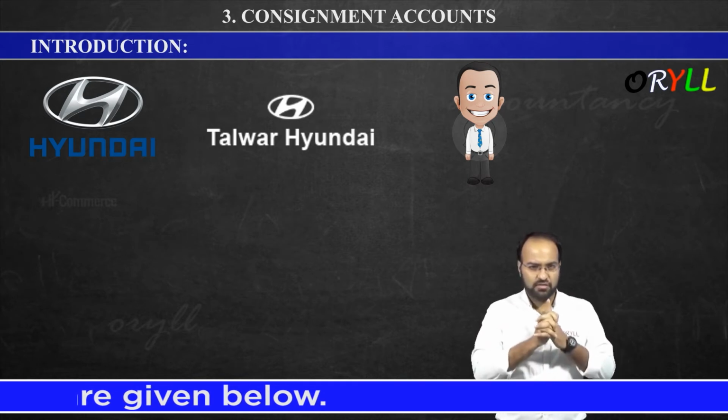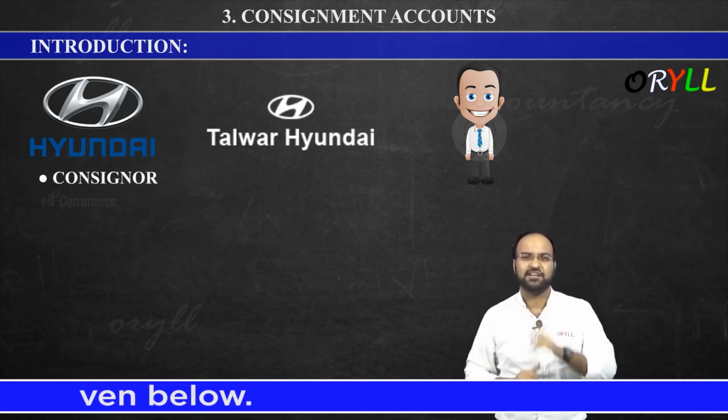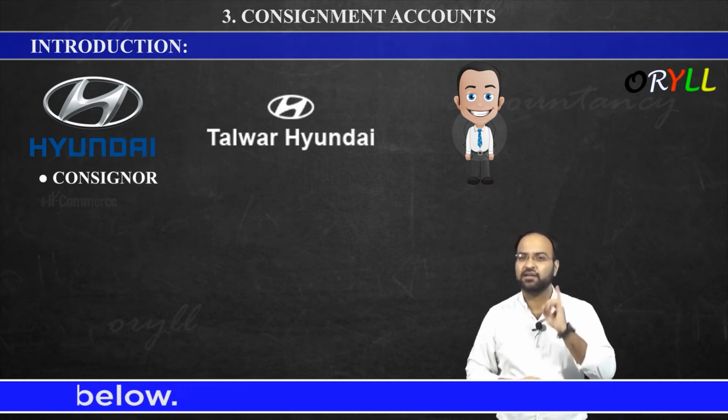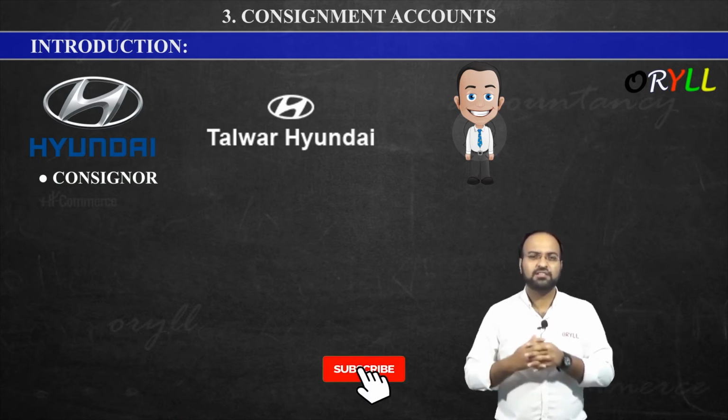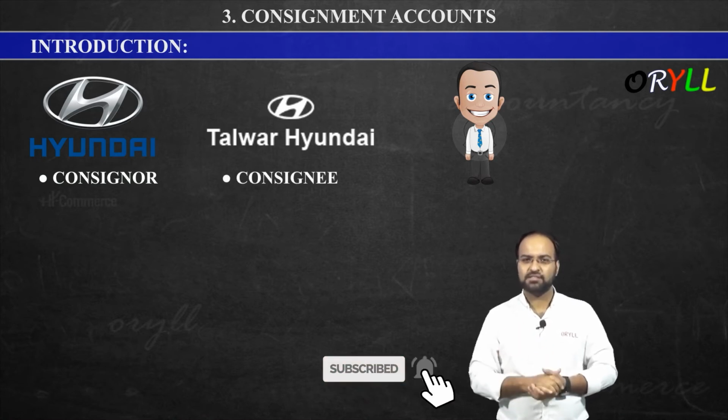So here this Hyundai company will be called as consignor. Will be called as a consignor. This you have to remember. The main person will be called as a consignor, and Talwar Hyundai will be called as a consignee. Agent will be called as a consignee.